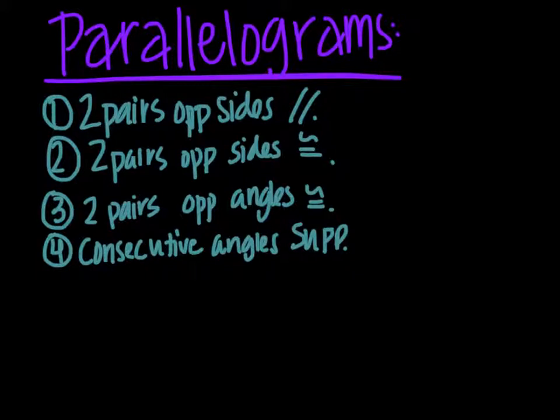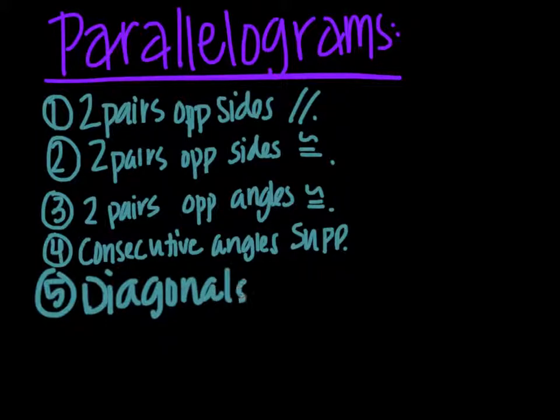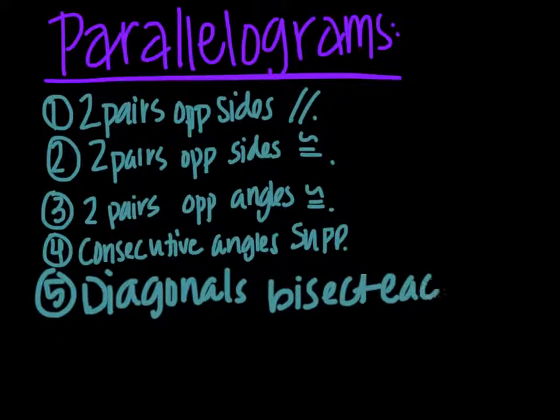The last one that we need to talk about is diagonals bisect each other. And so the word bisect is kind of interesting. That just means that you can set the 2 values that you know for the diagonal equal to each other. So these are split into 2 equal parts.